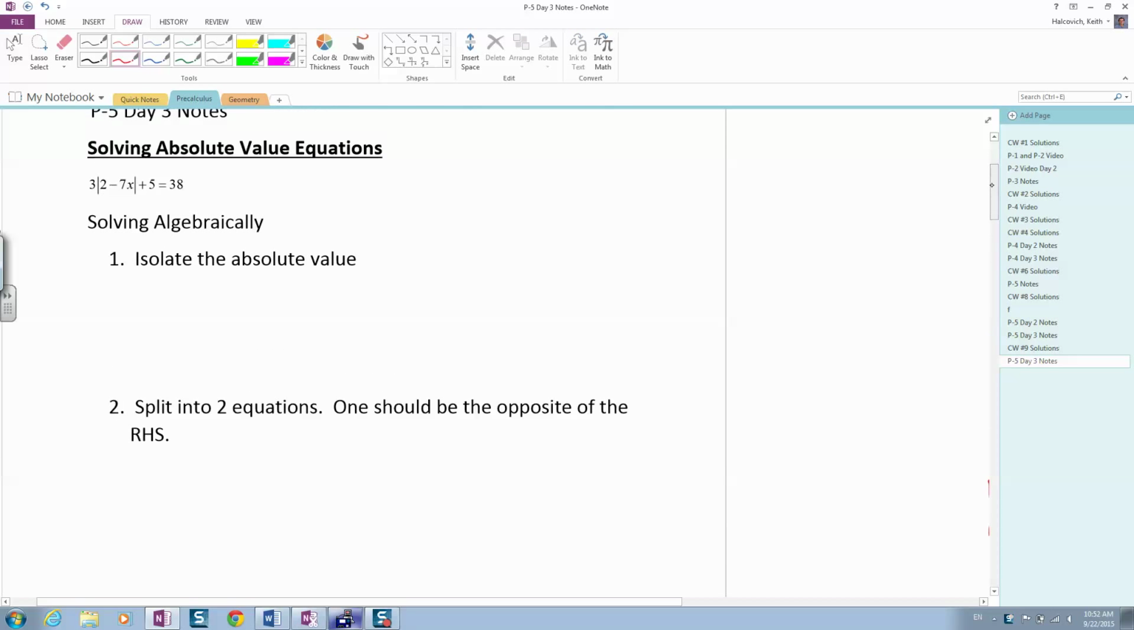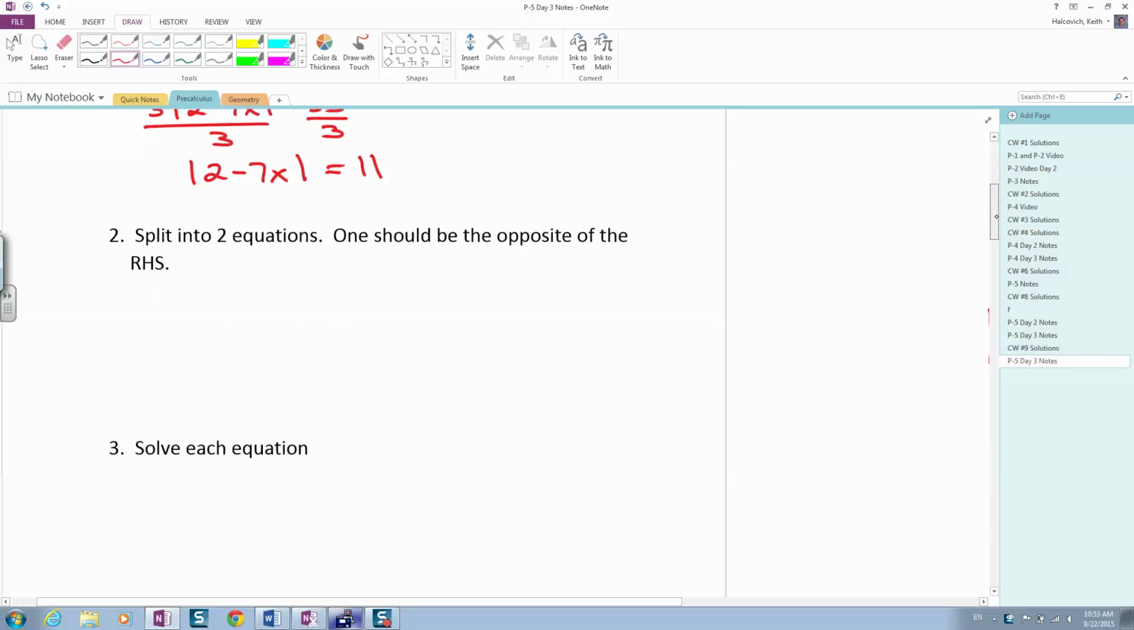So the first thing you need to do when you solve algebraically is isolate the absolute value. So we're going to subtract 5 here. So we get 3 times |2 minus 7x| equals 33. And then we're going to divide by 3 so that we get the absolute value of 2 minus 7x is equal to 11. Then we're going to split it into two equations.